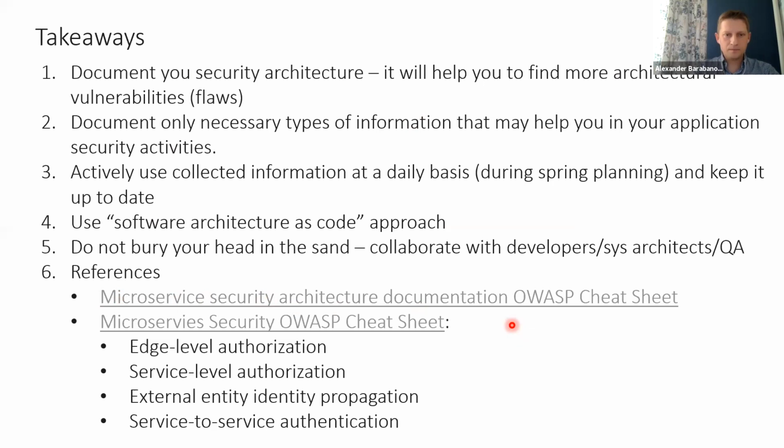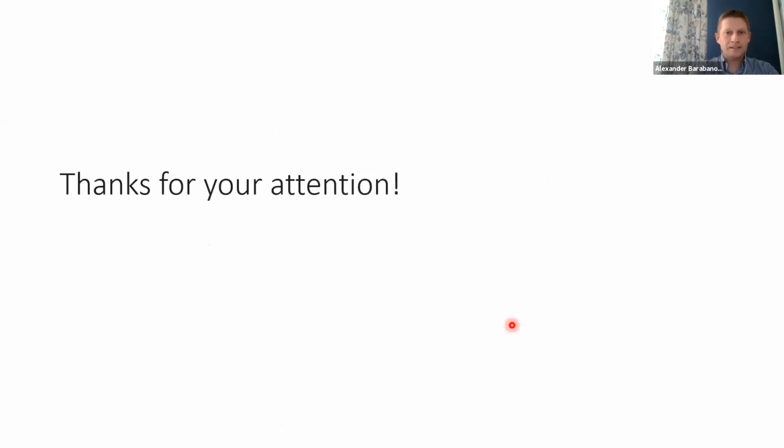Another cheat sheet is related to microservice security, and that cheat sheet contains information about some typical architectural patterns to implement security functions like authorization, authentication, identity propagation. And again, feel free to view that cheat sheet, use it, mark any issues, and collaborate with and contribute to the OWASP community. Again, thank you for your attention.